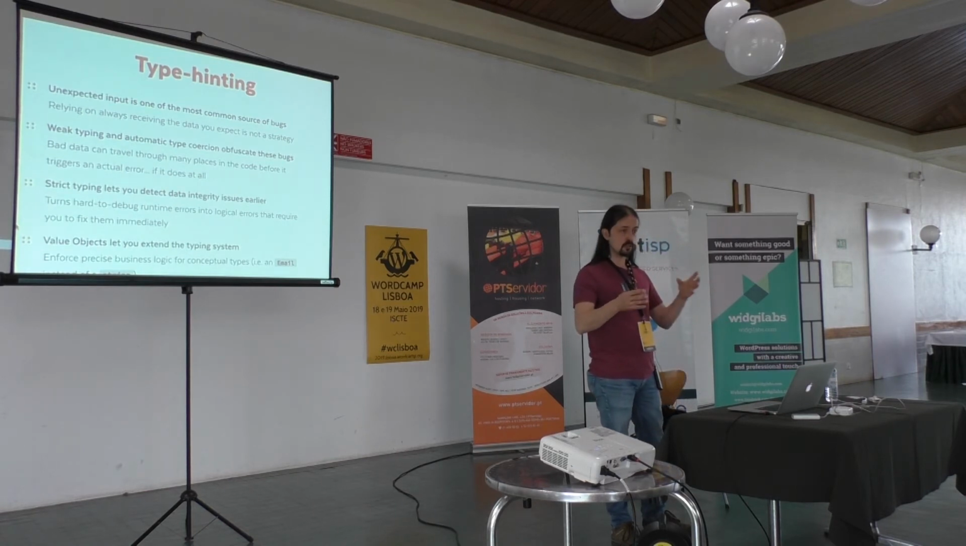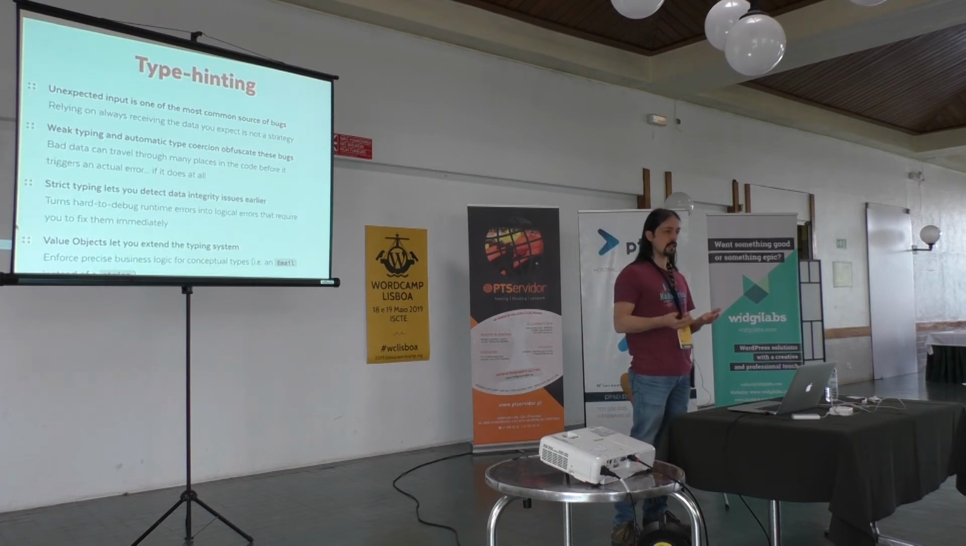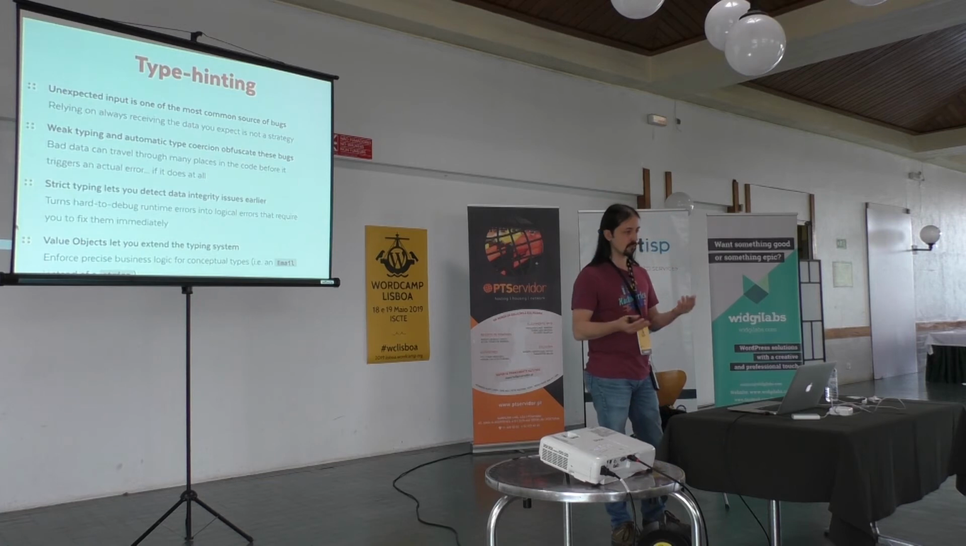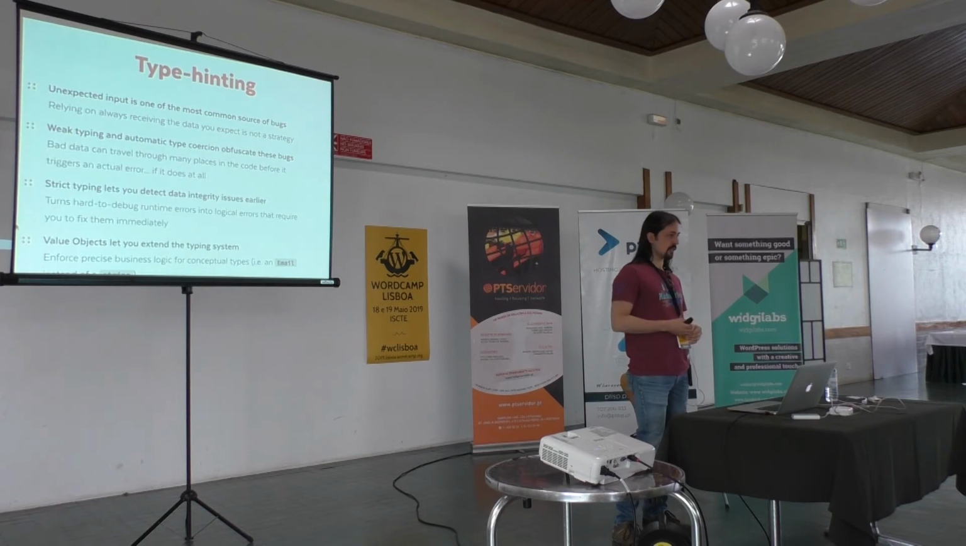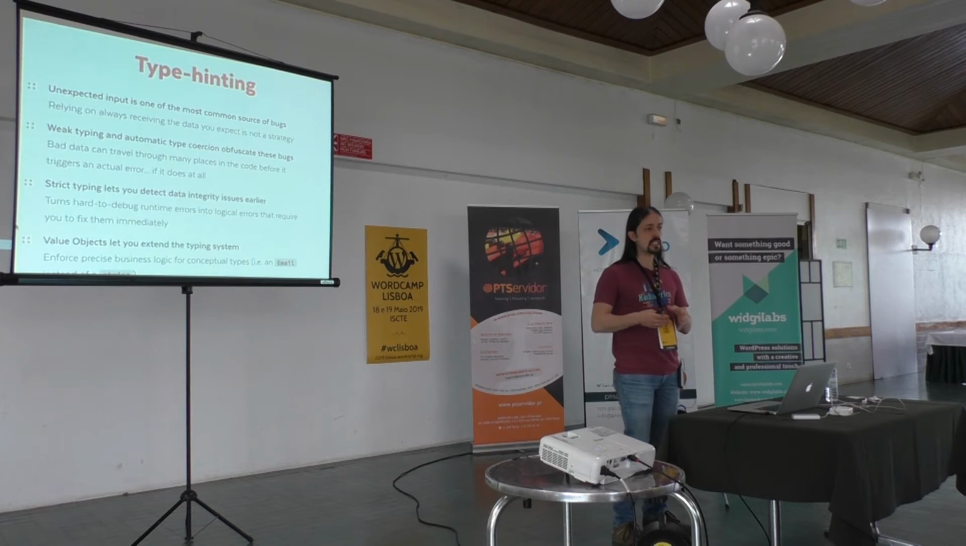There's only certain configurations of letters that make up a valid email. And if you have an empty string, for example, because the user did not come with an email, then this will still fail. So that's why value objects come in handy when you combine them with type hinting. You can have a value object email, for example.